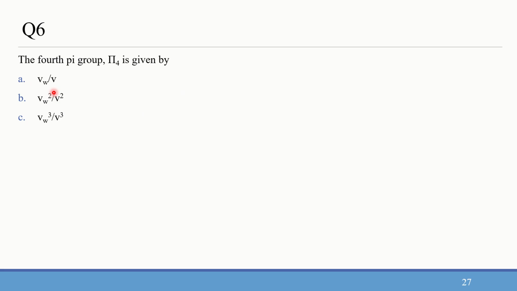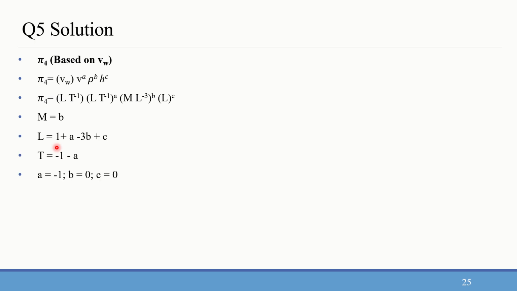The fourth pi group is given by VW by V, and VW squared by V squared, and VW cubed by V cubed, or the square of VW by V. Since it is a dimensionless group, whichever power we raise it to, it doesn't matter. That is what we have seen, right?